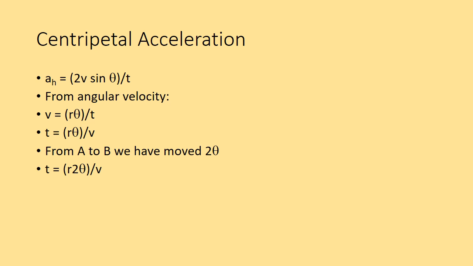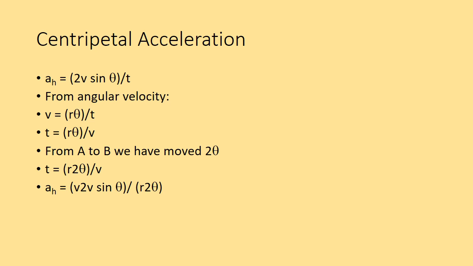So now we can write that. From A to B, the time it's taken is r, the radius, times 2 theta, all divided by the velocity. So we can substitute this back into our acceleration equation. We've got v times 2v sine theta, all divided by r 2 theta. This is because we substituted t at the bottom of the acceleration equation, and so we've had to multiply by v and divide by r 2 theta.